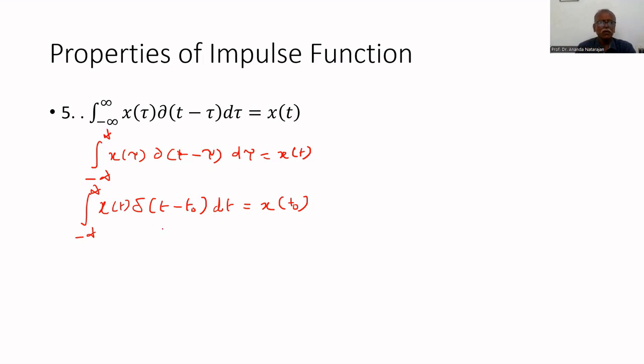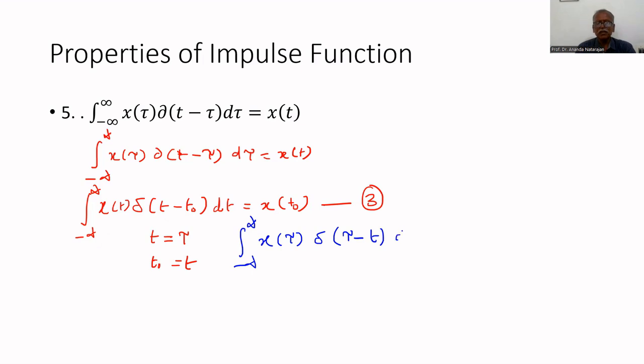In the third property, replace t by tau and t naught by t. So what will we get? The integral from minus infinity to plus infinity, where x of t is replaced by x of tau, and δ(t minus t naught) is replaced by δ(tau minus t), since t naught is replaced by t, d tau, equals x of t.